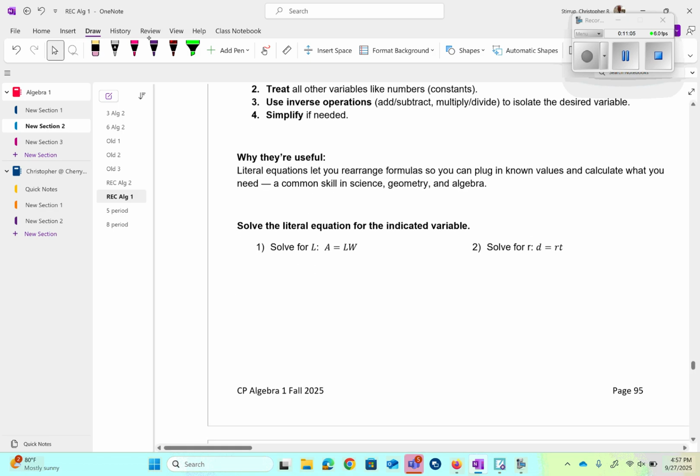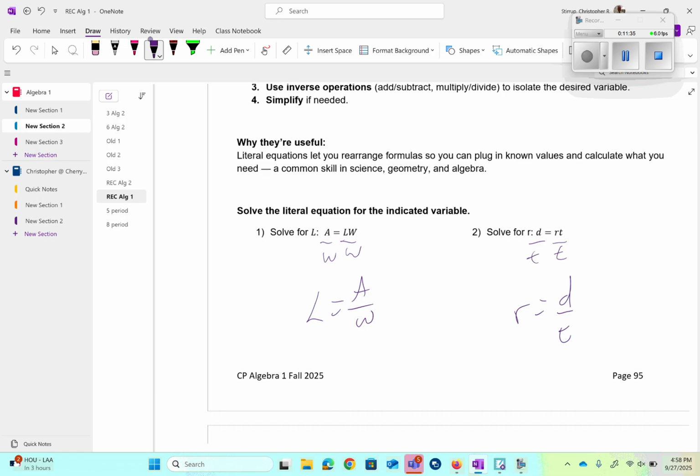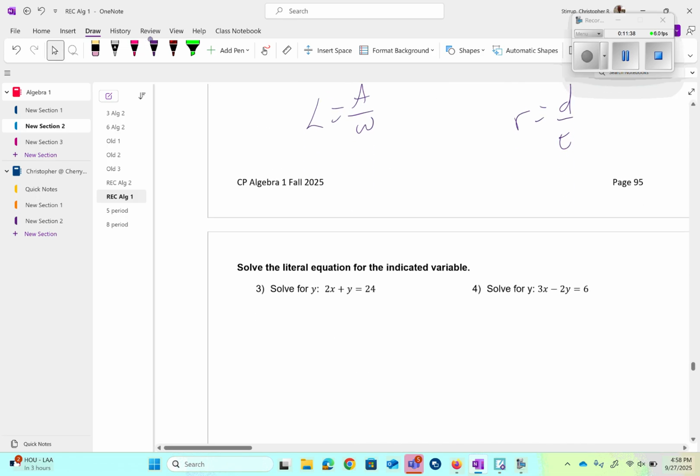All right, so the first one is number 1. Area, or A, equals length times width, or L times W. They want to get L by itself. So these were being multiplied. Now they're going to be divided. So L equals A divided by W. Done. Number 2, solve for R. So we want to get R all by itself. R and T are being multiplied together. So if I divide both sides by T, I'm going to get R equals distance divided by time. And these are simple ones, but I can assure you future literal equations in other math classes and other science classes, it really will help you out.